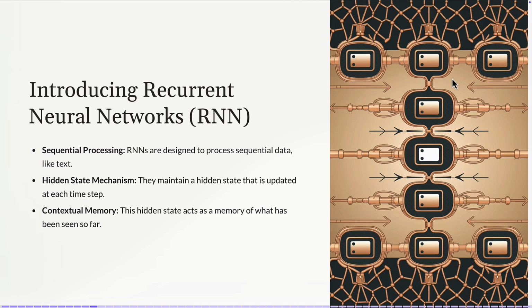But there is a difference: it takes into account the previous state, which is the output of the previous iteration, as a new input into the new iteration. And this is what we call the hidden state mechanism. They maintain a hidden state that is updated at each time step. This hidden state will affect the output at the next iteration. So this is kind of a contextual memory.